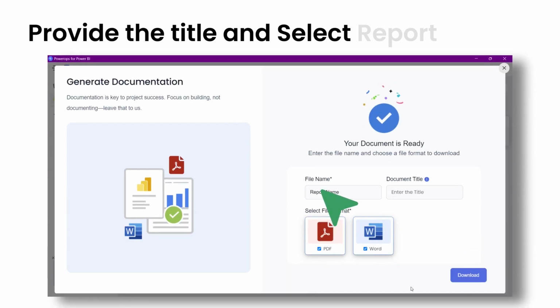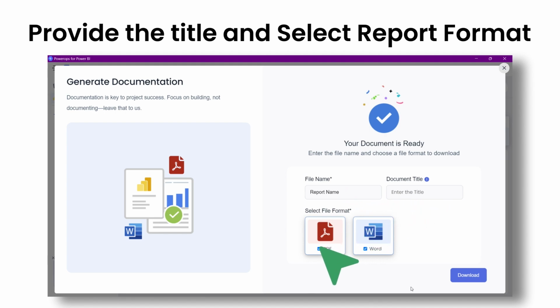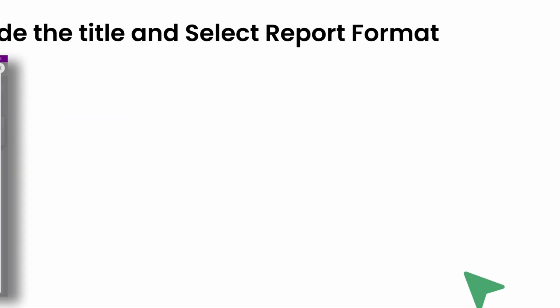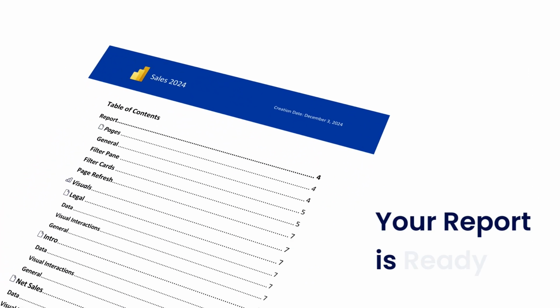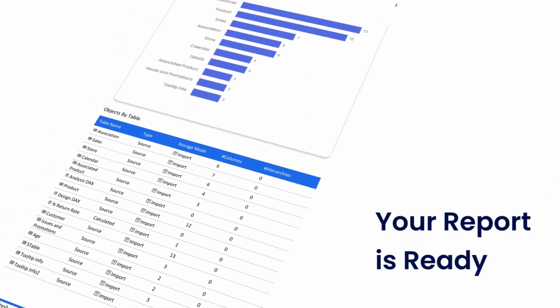Once the documentation is ready, choose the file name and select the report format, either PDF or Word, as per your choice. And just like that, you can generate documentation with Powerops.